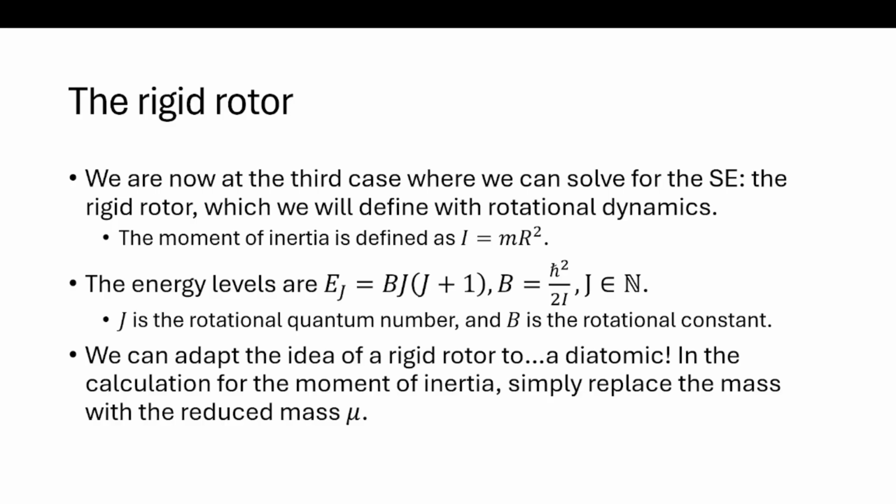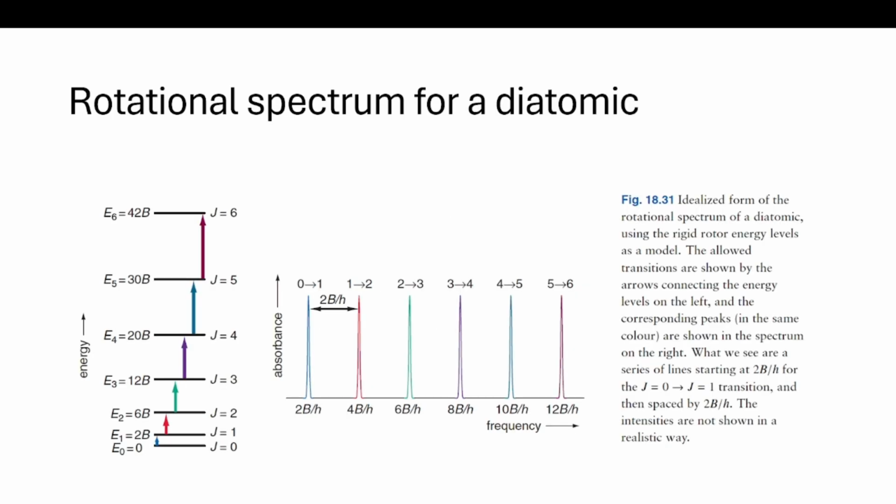And we can adapt this idea of a rigid rotor to a diatomic. The only thing we have to change here to solve for the energy levels is simply replace that m term in the moment of inertia with the reduced mass. That's all we have to do since we're treating this like a one-body problem. And you can see we get different energy levels with larger and larger gaps based on the rotational quantum number, J.